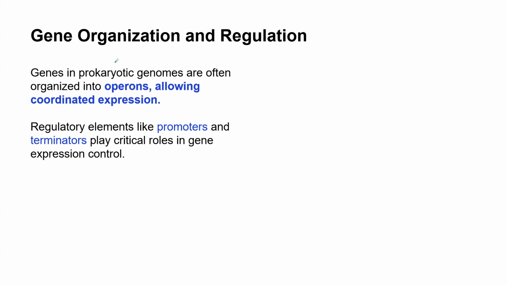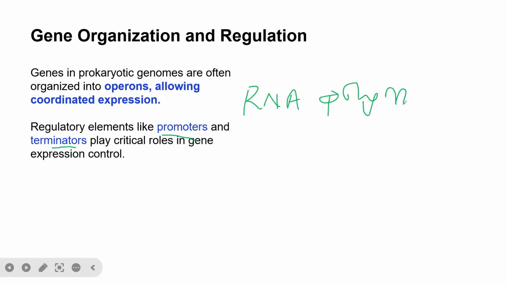And very importantly, this prokaryotic DNA contains promoters and terminators. Promoters are the sites of the DNA where RNA polymerase binds. RNA polymerase is a major enzyme that transcribes DNA into RNA. So these are the enzymes that convert DNA into messenger RNA.